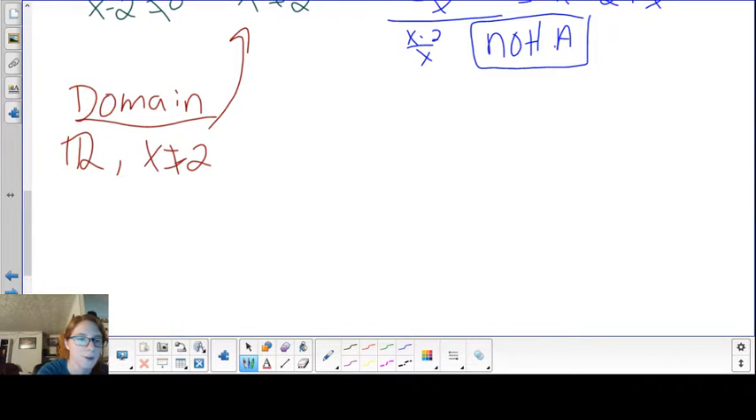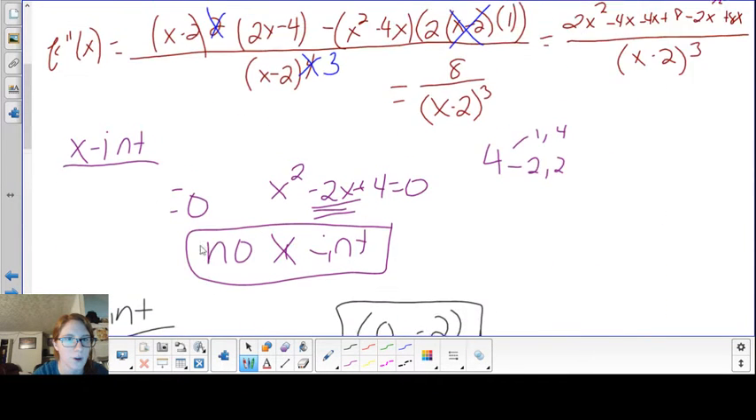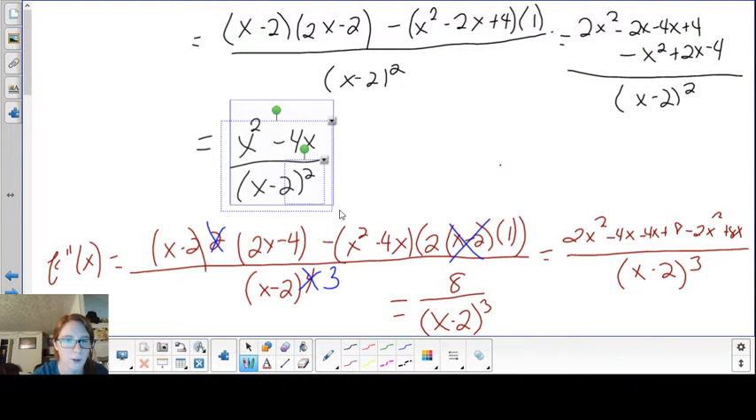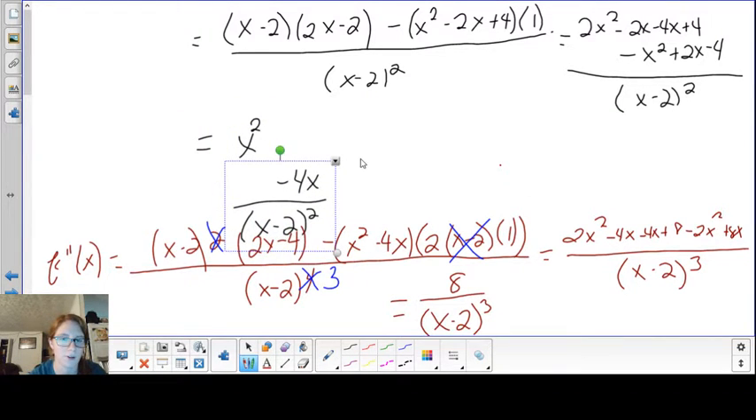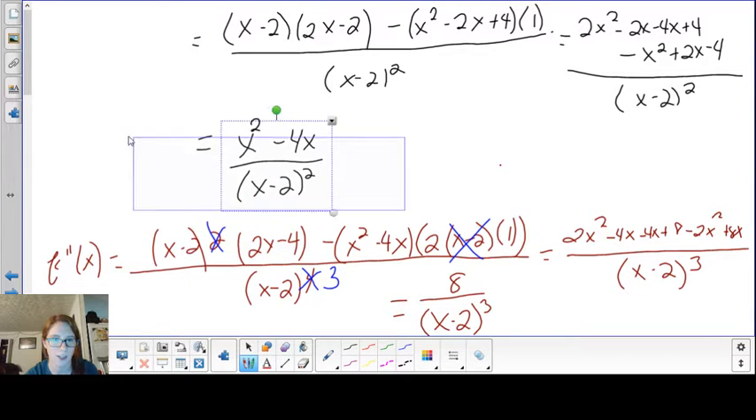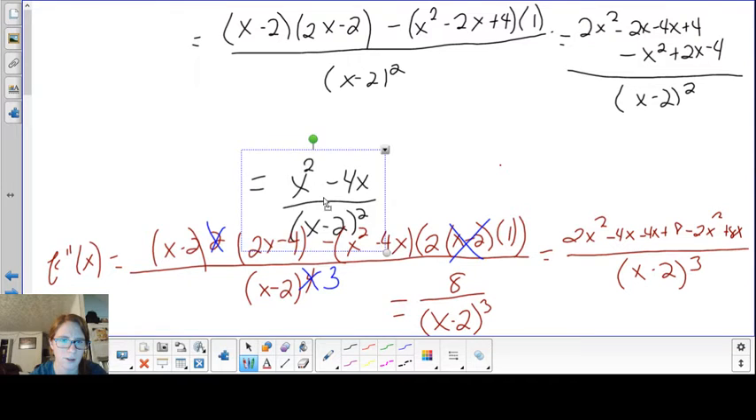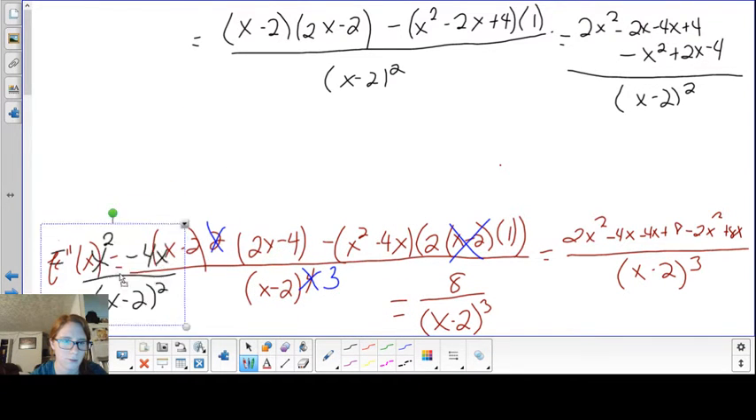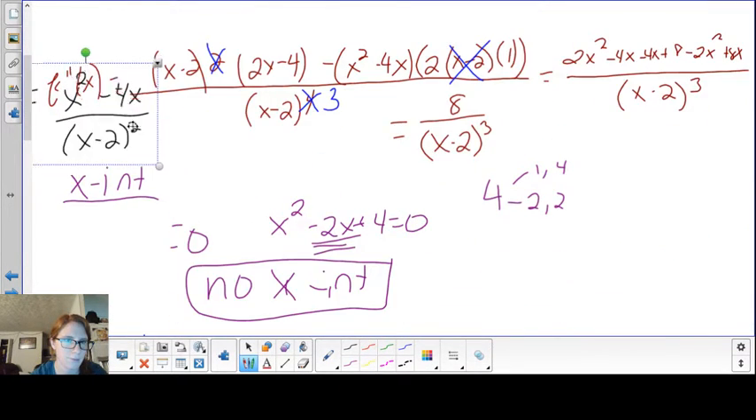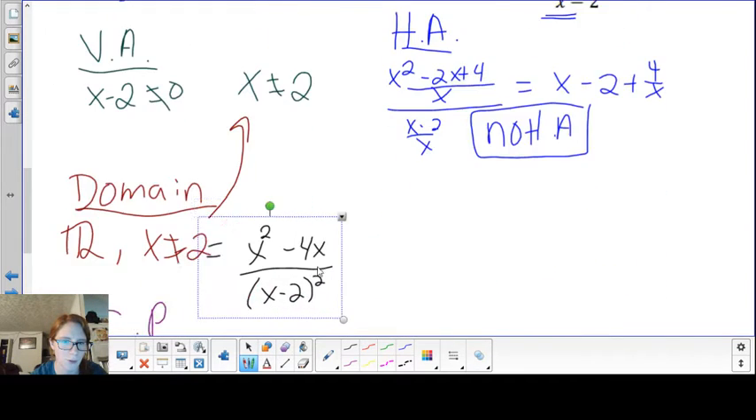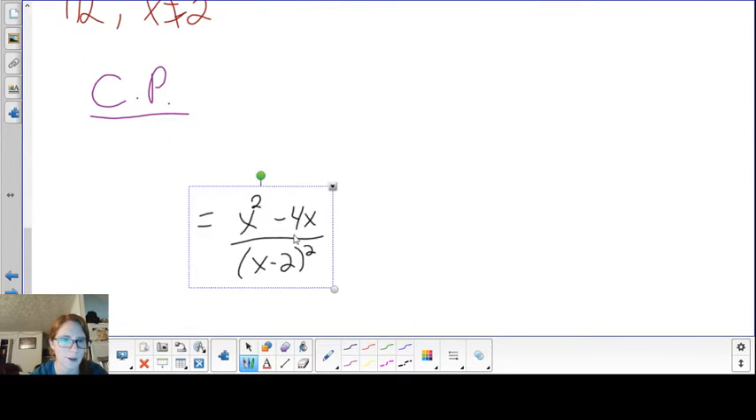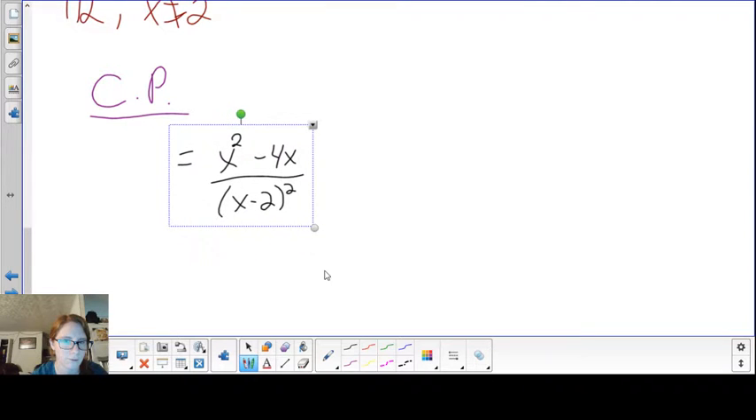Next, I have my critical point. And critical points happen where my derivative is equal to 0, my first derivative. So I'm going to go ahead and take this guy. Not the whole thing. There you go. It wouldn't scoot down. So that's when I take my first derivative. There he is, and I set it equal to 0.